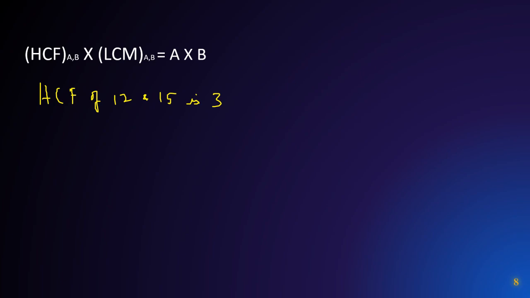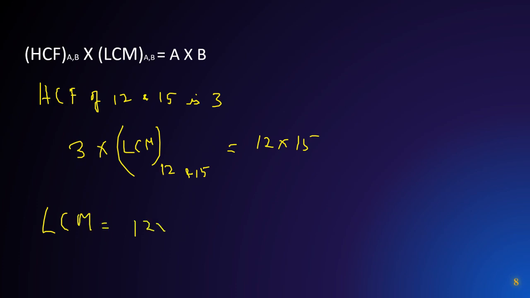Find its LCM. According to this rule, we can directly write that the HCF is 3. So 3 into the LCM of 12 and 15. The LCM of 12 and 15 should be equal to the product of the numbers, which is 12 into 15. In order to find the LCM, it will be equal to 12 into 15 divided by 3. I can directly take this as 5. So 12 into 5 is my LCM, which is nothing else but 60.